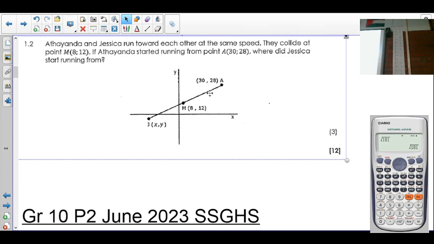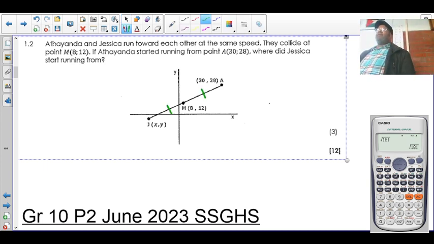Adhyanda and Jessica run towards each other at the same speed. So if they're running to each other at the same speed, they collide at point M, which is (8; 12). So the distance covered at the point of collision has to be equal for each person. You guys understand? Alright. Which is (8; 12). If Adhyanda starts running at point A, which is (30; 28), where did Jessica start running from?